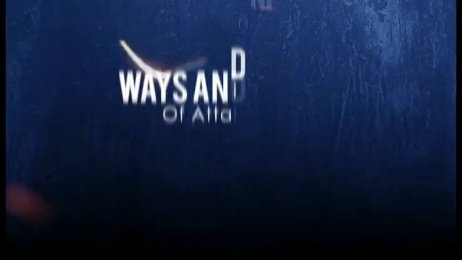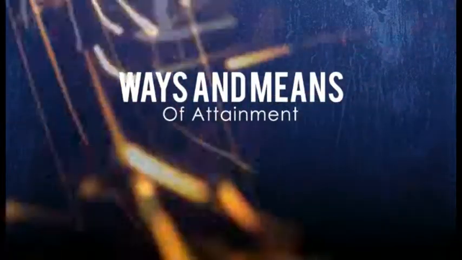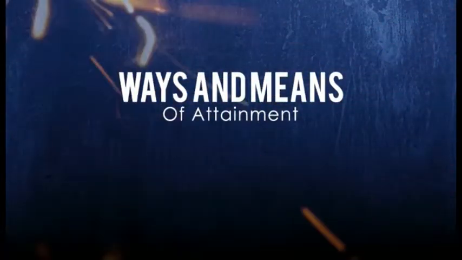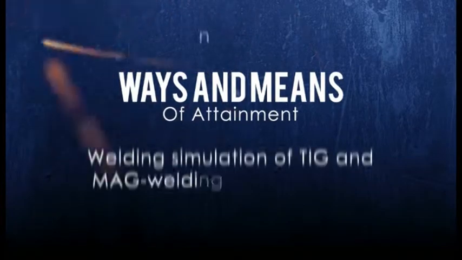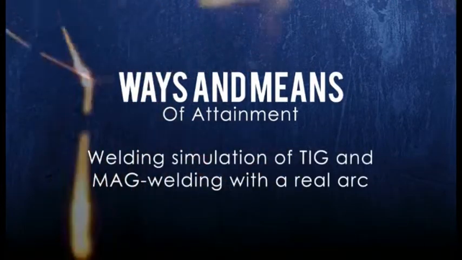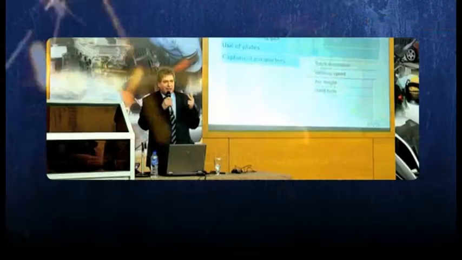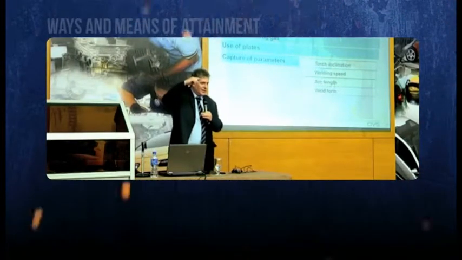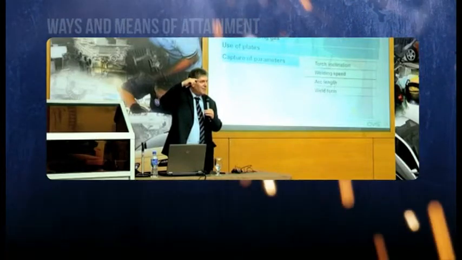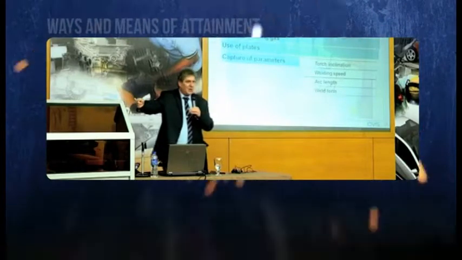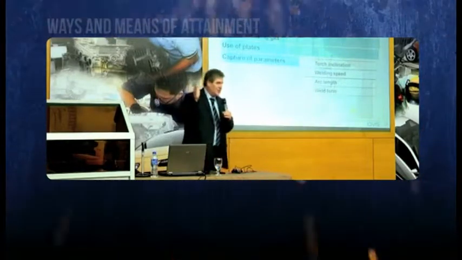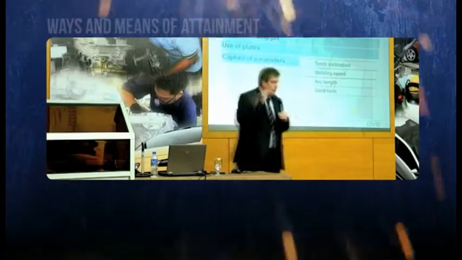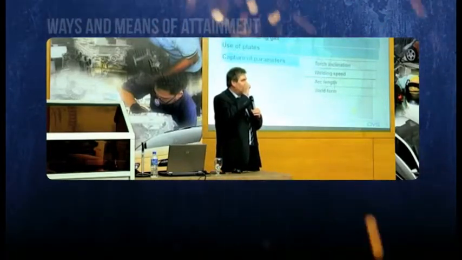Ways and means of attainment. Which processes do we want to simulate? First there were 3: TIG, MAG and manual arc welding. But there is a technical problem. If you start manual arc welding with stick electrodes, at first the stick electrode is 300 millimeters long. And we have a power current here of roughly 6 to 8 ampere. So we have a very, very small real arc.